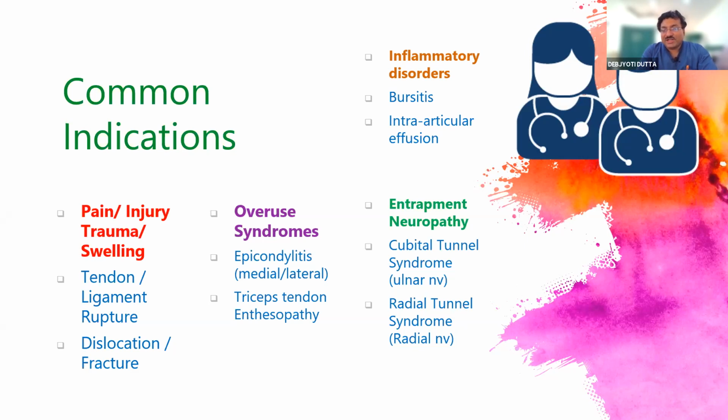Next is the entrapment neuropathies, and common entrapment neuropathies are the cubital tunnel syndrome at the elbow and the radial tunnel syndrome. There are other entrapment neuropathies as well, but these are the most common, and that can also be evaluated with the help of the ultrasound. So those are the common indications.